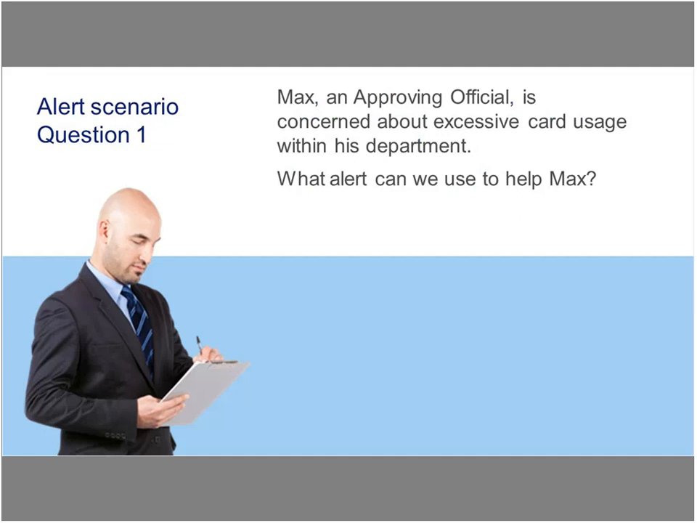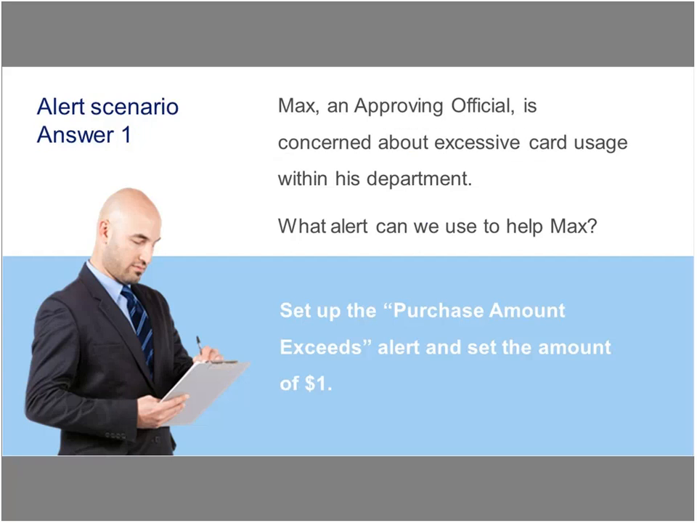So let's take a look at some scenarios of what these alerts can do for you and how you can use them. So this is Max, and he's an approver, and he's concerned about excessive card usage in his department. So what alert could we use to help Max with monitoring his card usage? It would be the setup purchase exceeds, and then he can set the amount as low as $1, and then he would receive alerts anytime the card is used for that dollar amount purchase or larger.